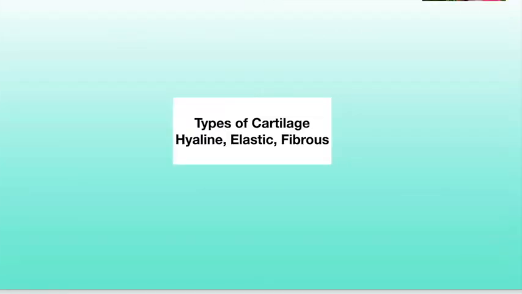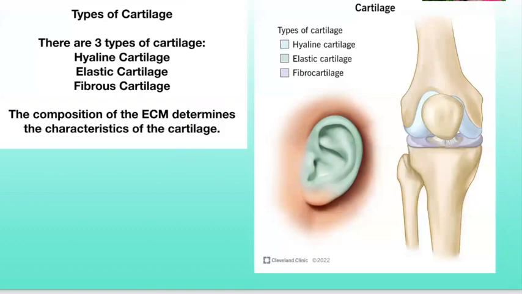There are 3 types of cartilage. There is hyaline cartilage, elastic cartilage, and fibrous cartilage. And it's actually the composition of the extracellular matrix that determines the characteristics of the cartilage.